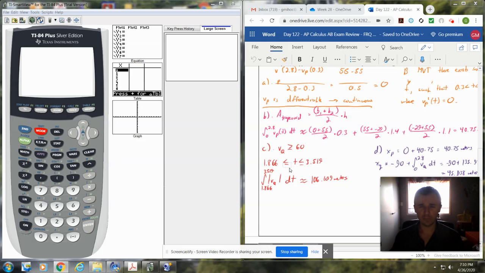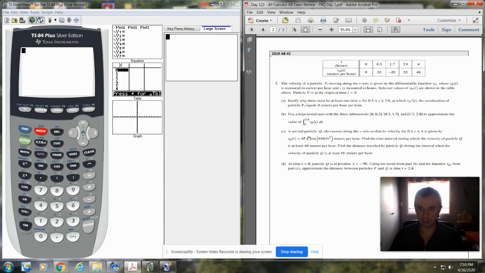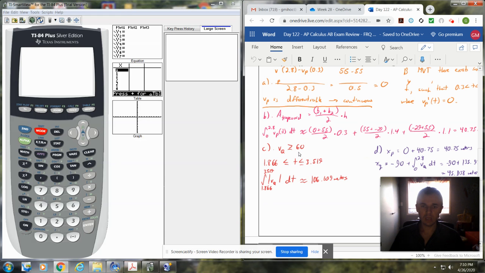All right, so first off, if you recall, they gave us a v sub Q equation, which we can see here, and they asked, when is the velocity of the particle at least 60 meters per hour? So the way we did it is that we graphed the equation. So that's what we're going to do.